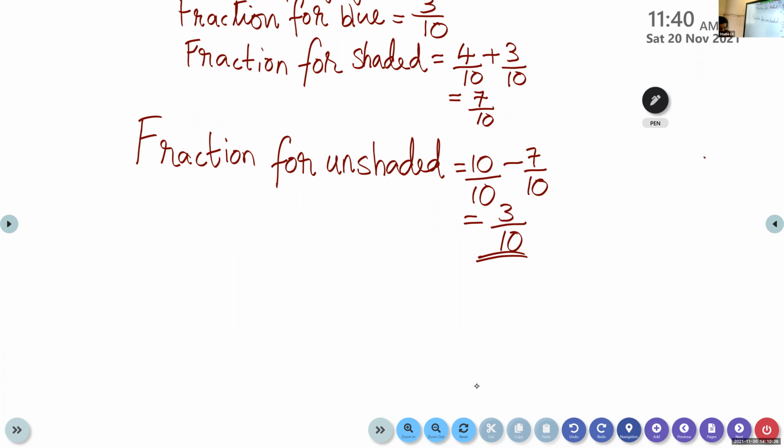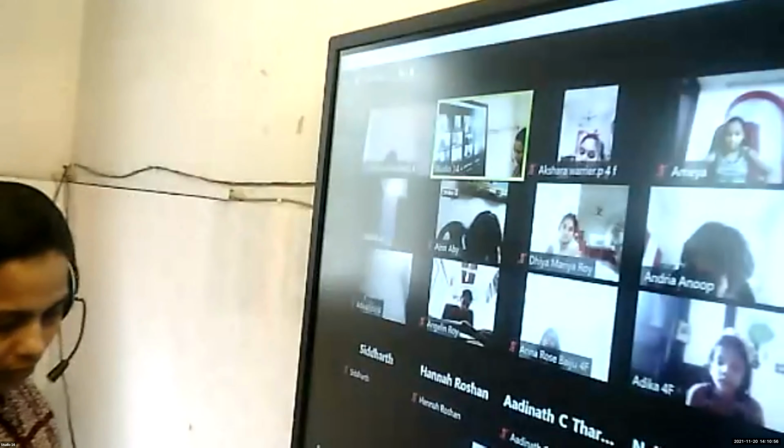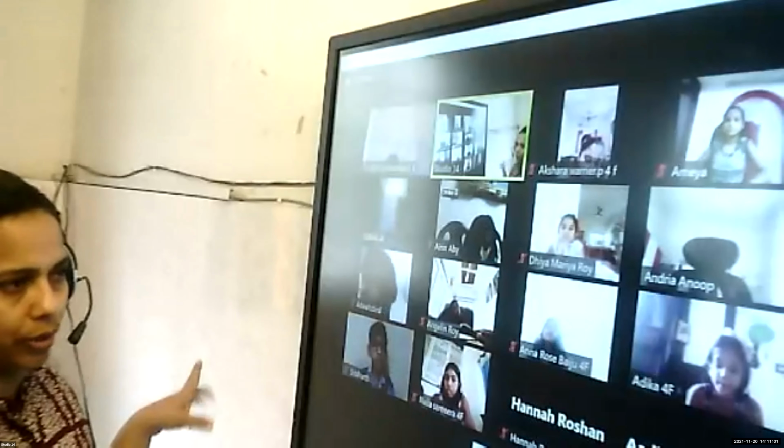Question number A, orange and red. What about Siddharth? Which colors can you see there? Orange, red and unshaded. So here we can write yellow and red. Okay, yellow and red. So children, all of you have completed question number 15. Yes, ma'am. Now the same method you are going to write alone.